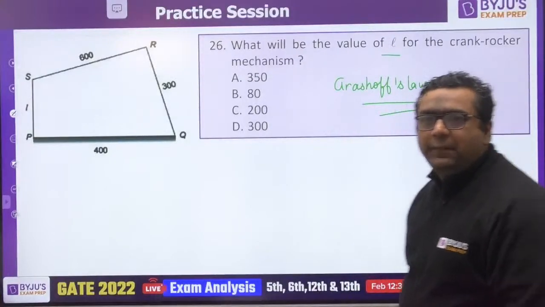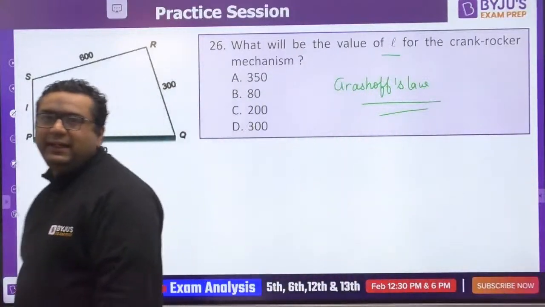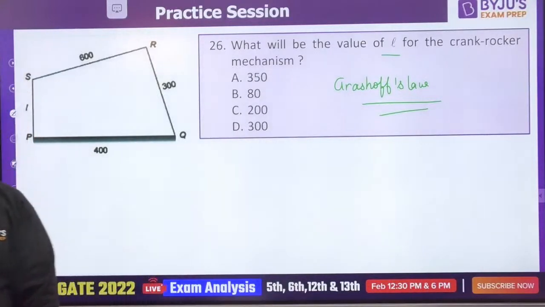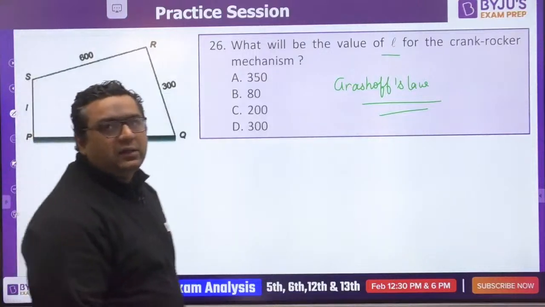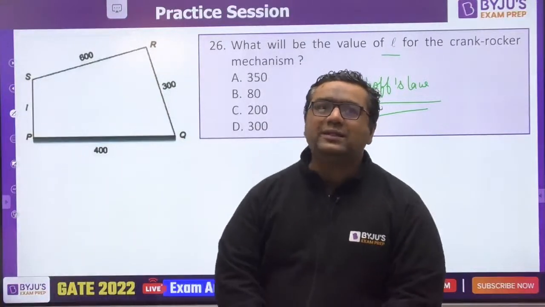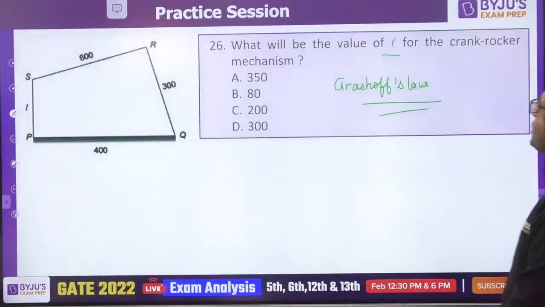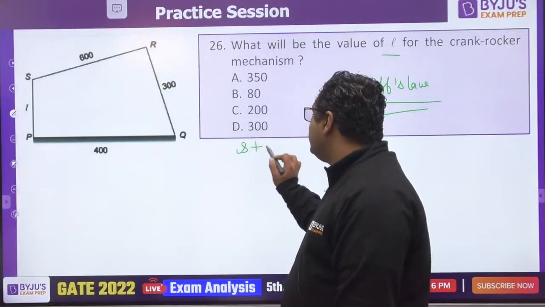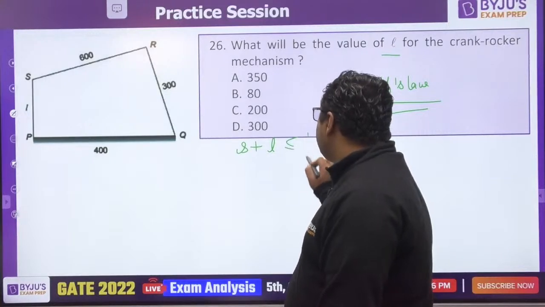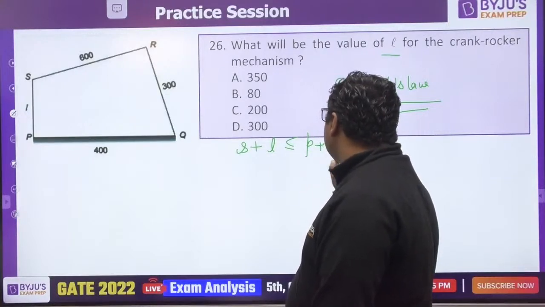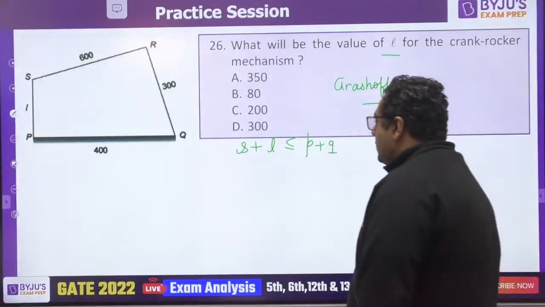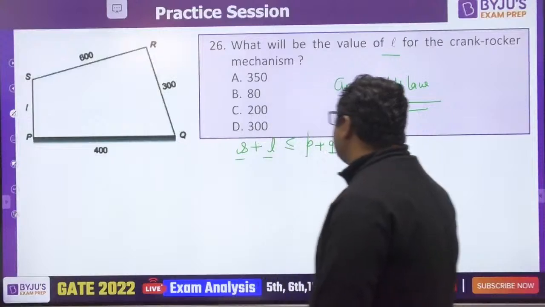Okay, Abhiram is saying answer as a T, means B. Parvinder, Tamil Selvan, Saganik, all are saying the answer to be B. So you can see what is the rule. It is S plus L less than or equal to P plus Q. So this is shortest and longest link.